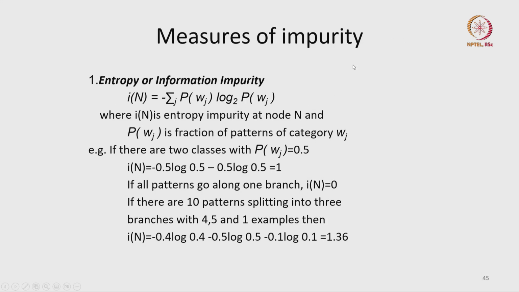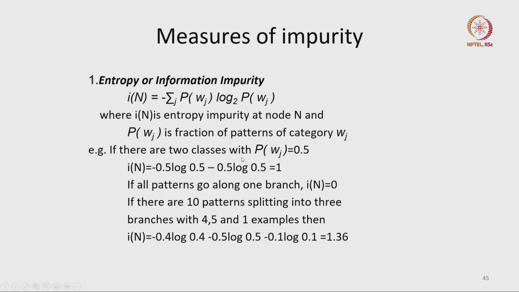Okay, so what we use is what is called the measure of impurity. How do we calculate this measure of impurity? IN is called the entropy impurity. So you are using the entropy or information impurity formula here, right. If there are j outcomes, you sum p of omega j log to base 2 p of omega j, where p of omega j gives you the fraction of patterns of category omega j.